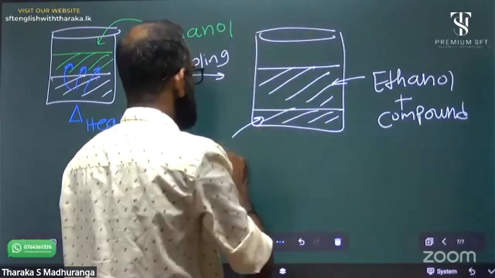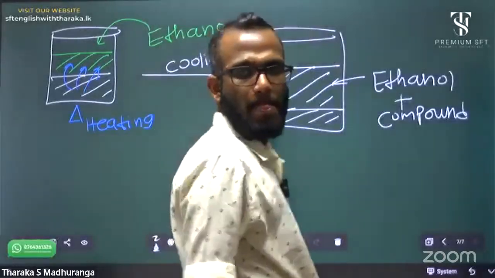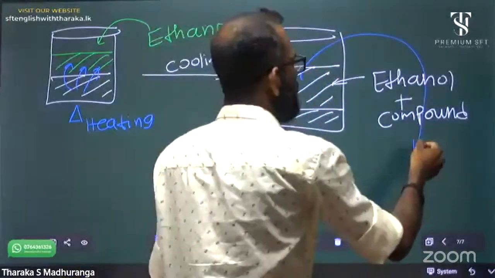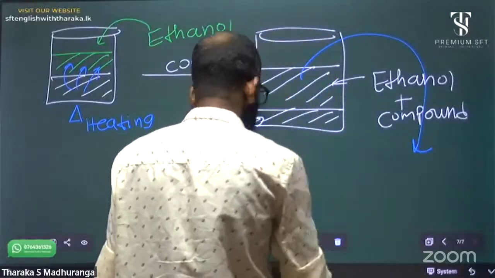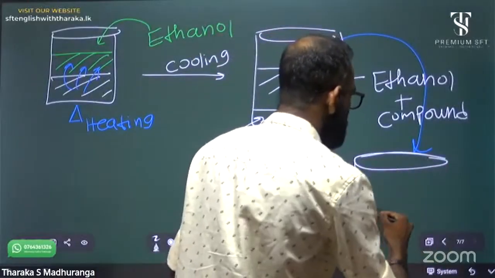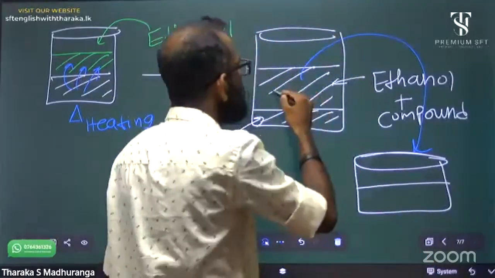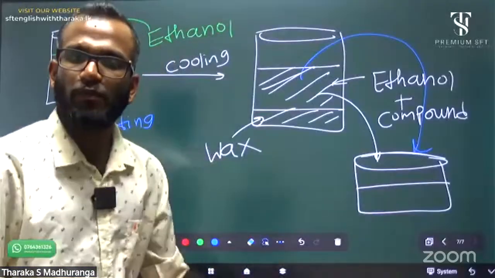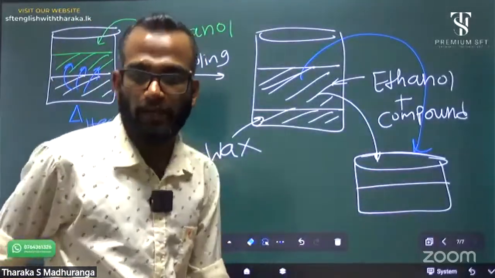This is a wax. Then we can separate ethanol plus compounds. Then we can separate this layer. This layer we can separate, and this is a crude product. If you want, we can remove ethanol, evaporate.